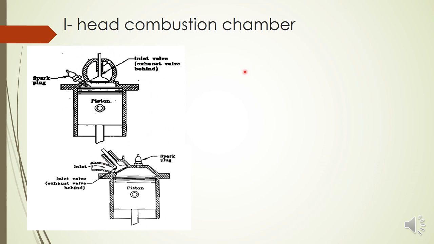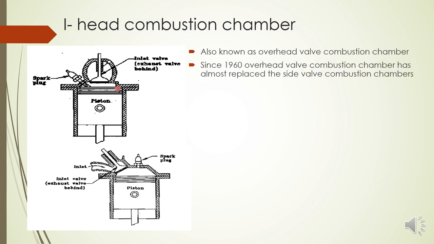that is the I-head combustion chamber. It is in the shape of an I. The I-head combustion chamber is also known as the overhead valve combustion chamber, because both the valves are in the head. We call it the overhead valve combustion chamber. These are two designs. And since 1960, this type has replaced all other side valve combustion chambers. And here, the important point is that both the valves are on the cylinder head.